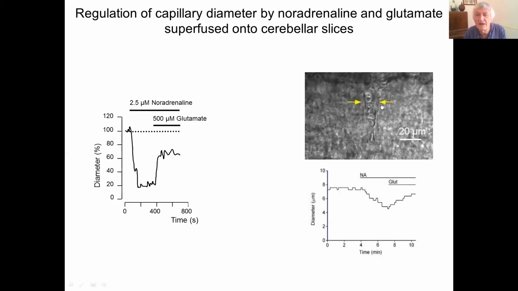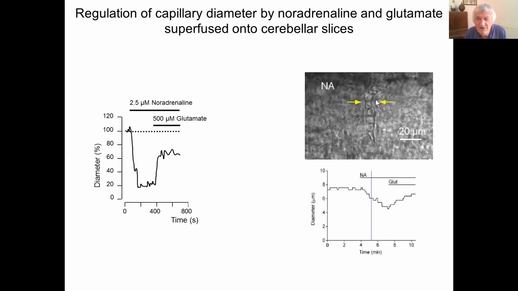This is the cerebellum molecular layer. This is a capillary with red blood cells in, and there's a pericyte just about here. And when we apply noradrenaline, you can see in the graph at the bottom, the pericyte squeezes the vessel, then superimposing glutamate dilates it again.